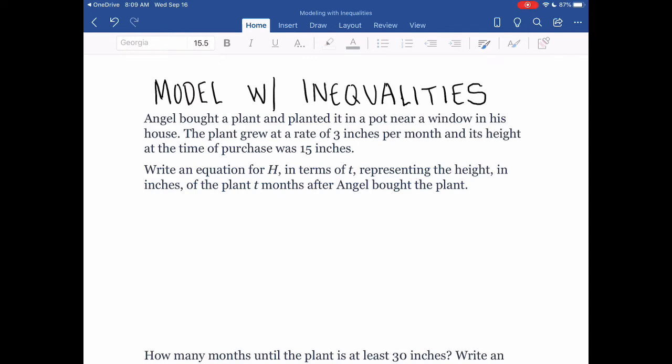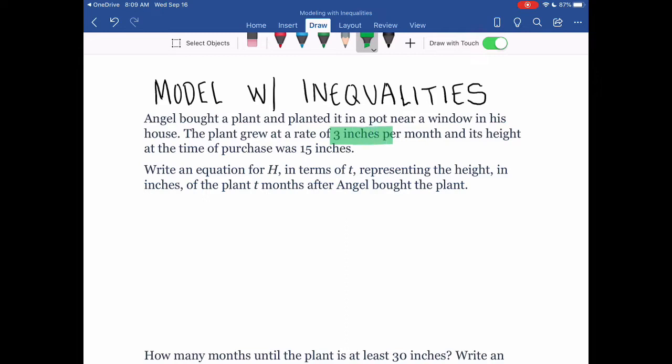Today we're going to model real-world situations with inequalities. Let's take a look at the problem below. Angel bought a plant and planted it in a pot near a window in his house. The plant grew at a rate of 3 inches per month, and its height at the time of purchase was 15 inches.